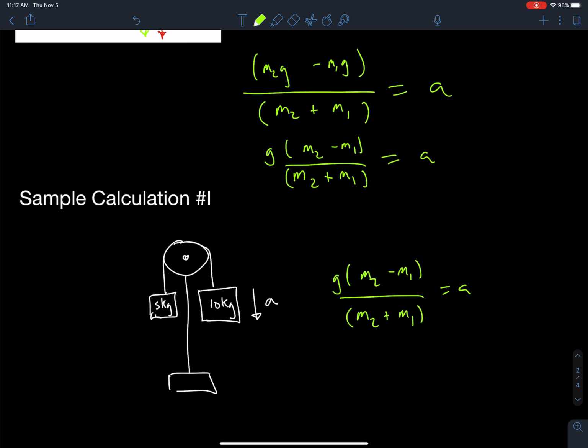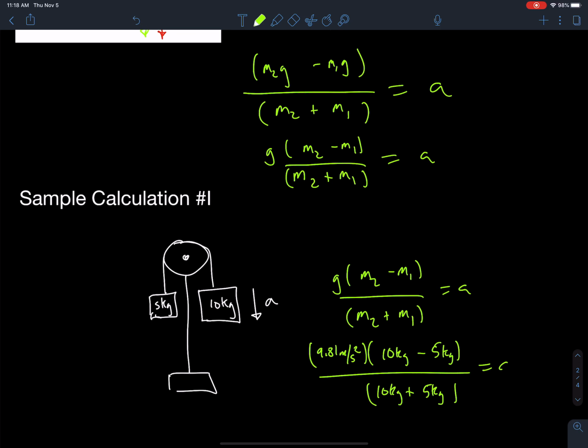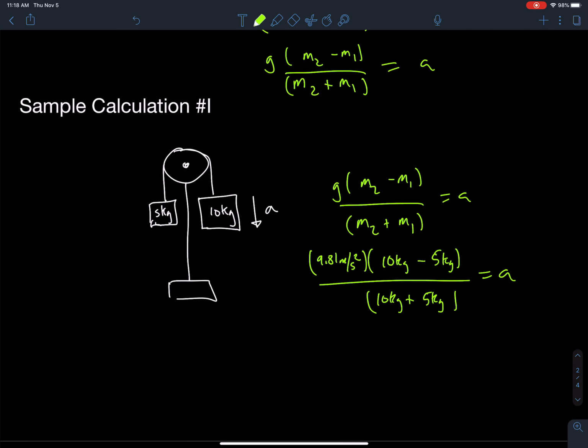is equal to my acceleration. So then 9.81 meters per second squared times m2 minus m1 divided by m2 plus m1, which is going to be 10 kilograms plus 5 kilograms, will give me my acceleration. Okay, so then in the end it would be 9.81 times 5 over 15 is equal to my acceleration.